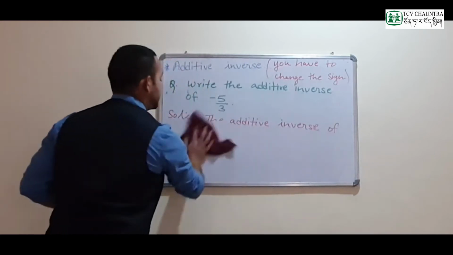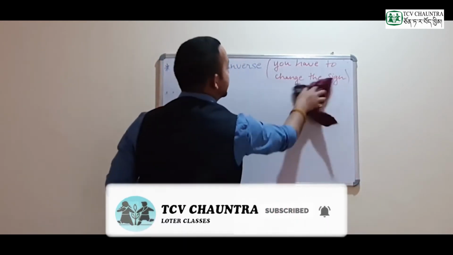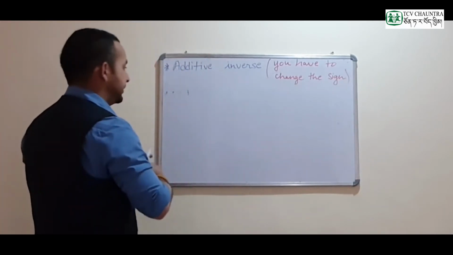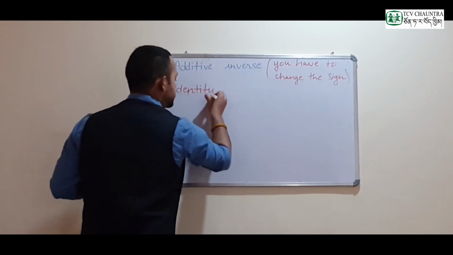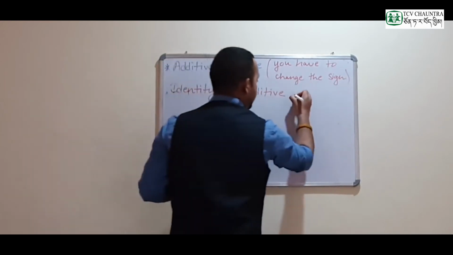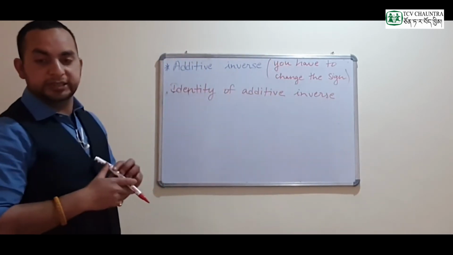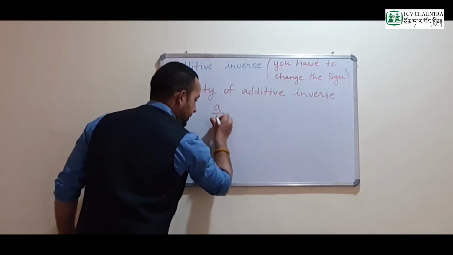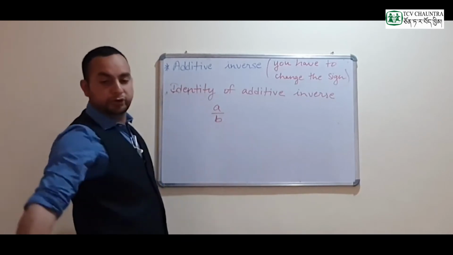Okay, so additive inverse simply means you have to change the sign of a number. Now we are going to learn the identity of additive inverse. For example, A upon B is your rational number, or you can say that it's a fraction.